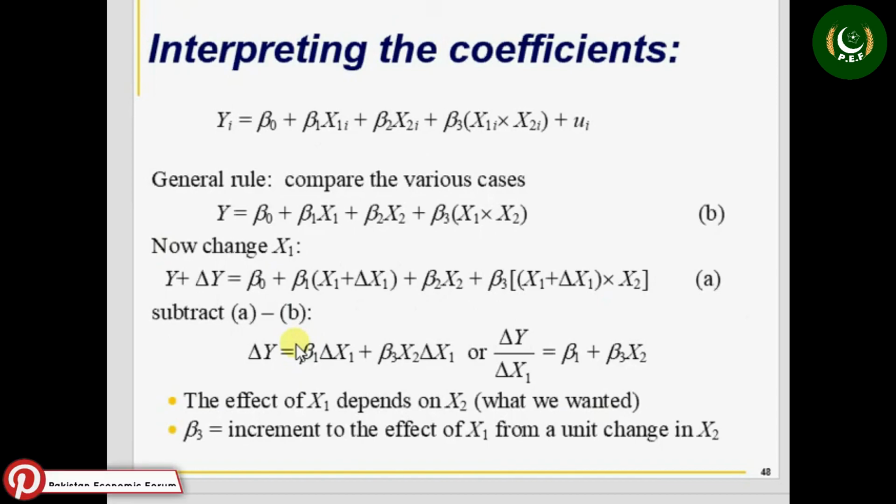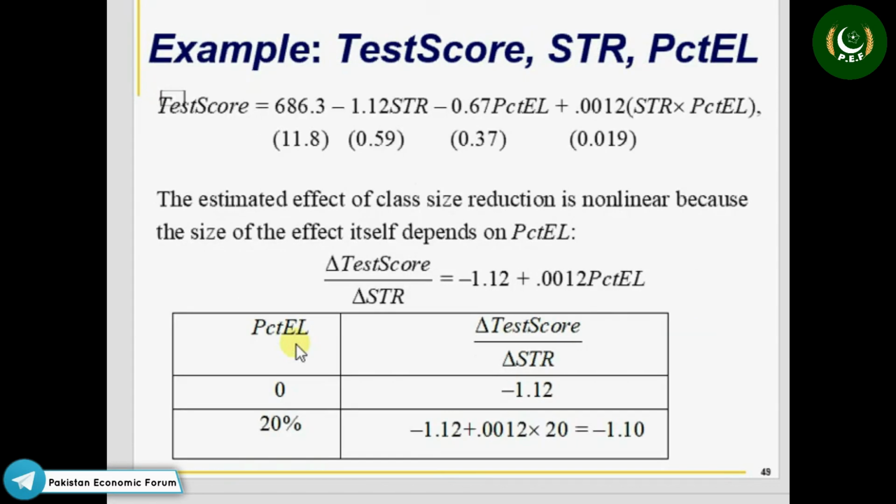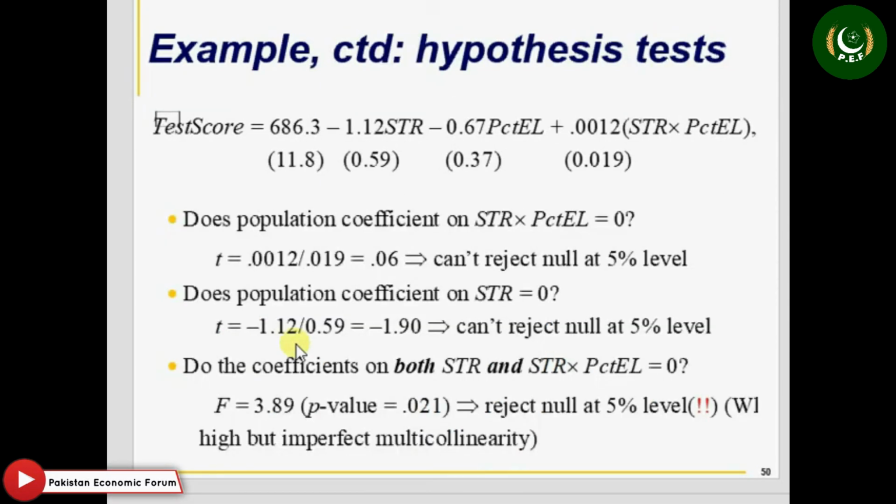That's how we interpret change in y due to change in x. Change in y due to change in x2 is a slope, and the slope will be different at different points. So you will say if percentage English learner is 0, if percentage English learner is 20%, if student teacher ratio is 20, if student teacher ratio is 18. So you have to do it point by point. That's how you can understand.